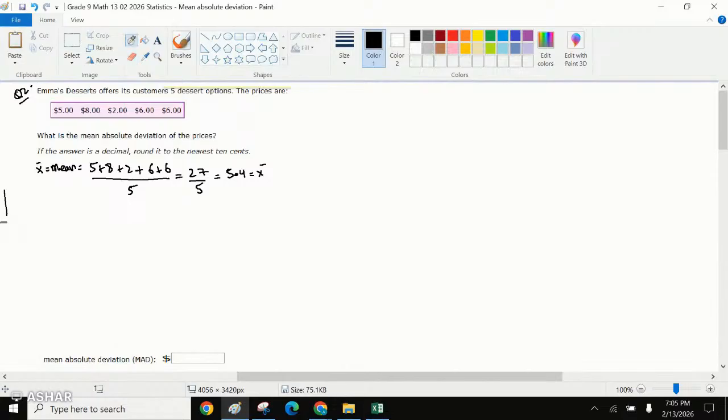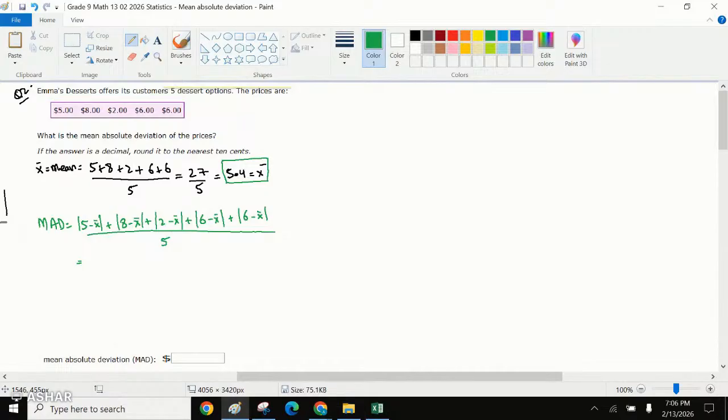Now we have to find the mean absolute deviation. So the term mean absolute deviation means 5 minus the mean, I'm just writing it as a formula, plus the second number 8 minus the mean, plus 2 minus the mean. The mean is x bar, right? Plus the fourth number 6 minus the mean, and the last one, again 6 minus the mean, divided by 5.